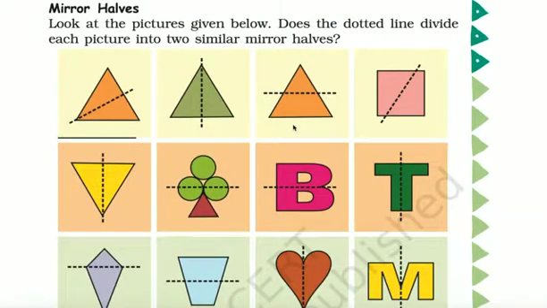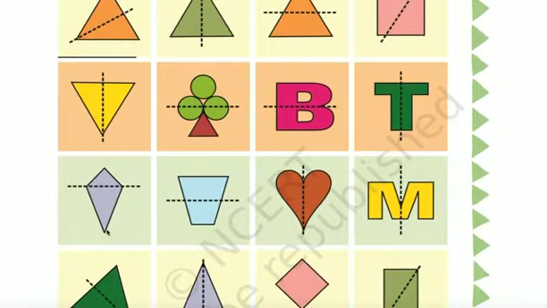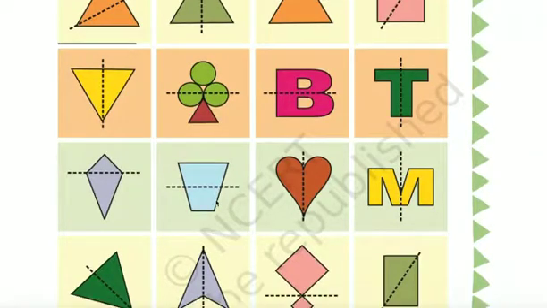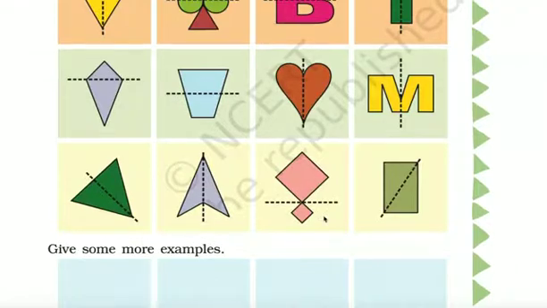Mirror halves. Look at these pictures given below. Does the dotted line divide each picture into two similar mirror halves? Yes, this one is yes. This one also, straight away yes. This one no, not at all. This one, no, no. This one yes. This one no, no. This one yes, yes. This one is also yes. This one big no. This one also a bigger no. This one complete yes. This is also yes, yes, yes, no. This is yes.